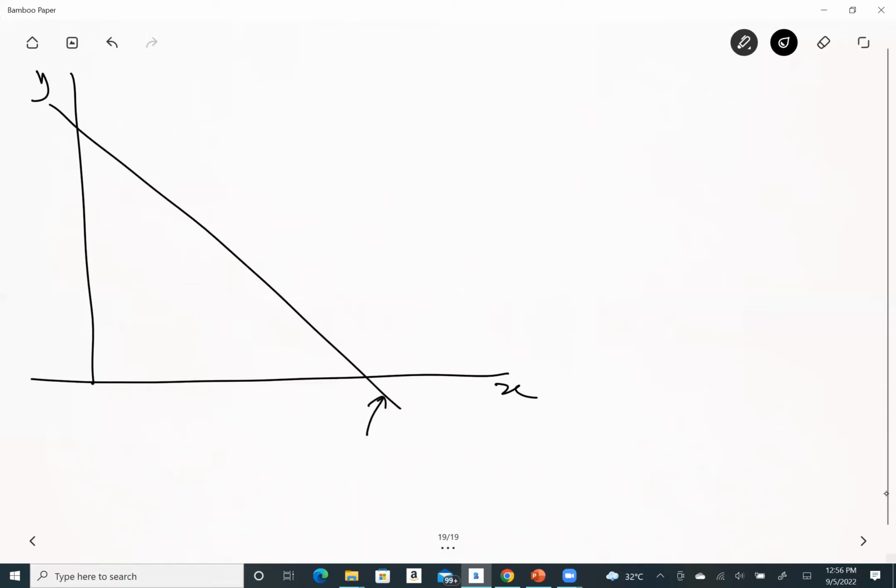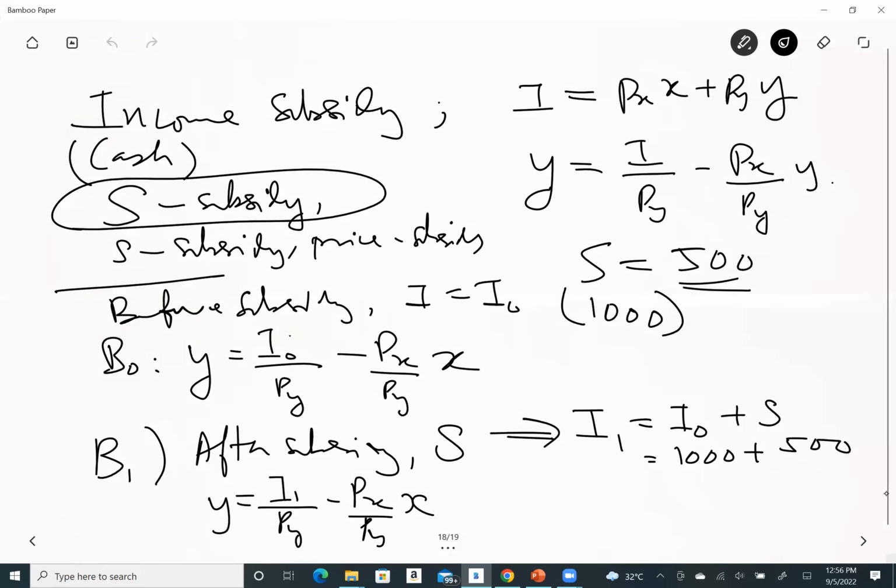Okay. Now you look at the budget line again. Income has increased. We know income has increased. I1 though is bigger than I0 because of the subsidy. So income has increased, right? Now prices don't change. PX, PY don't change because there is no price subsidy. Subsidy is only on your income.